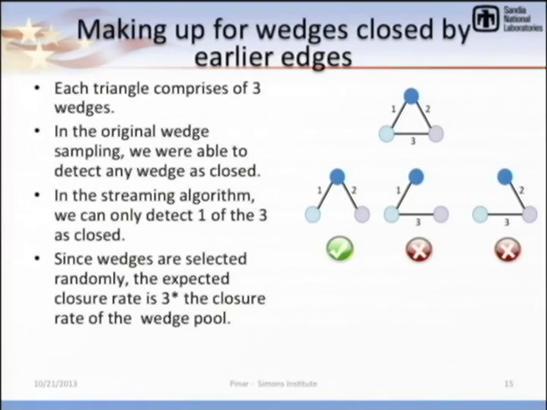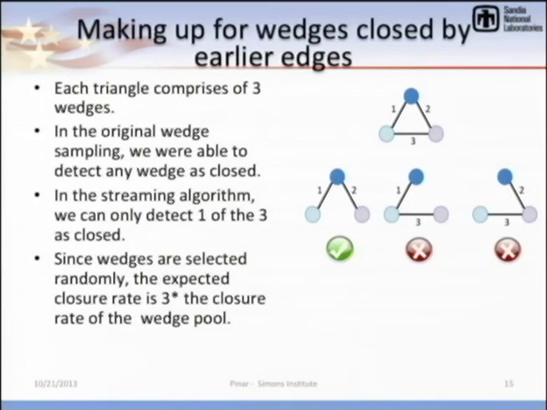But if I'm doing streaming, let's say I pick edges 1 and 2, and I'm looking for the edge 3. When it comes, I'll mark it as closed. Yes, I can detect that. But if I pick 1 and 3, I'm waiting for 2, but 2 is already gone. It's in the past. So even though it's closed, I'll not be able to detect it. And it's the same thing for 2 and 3.